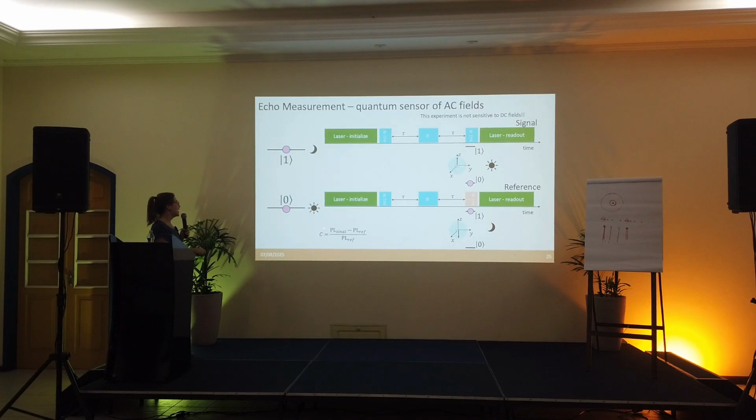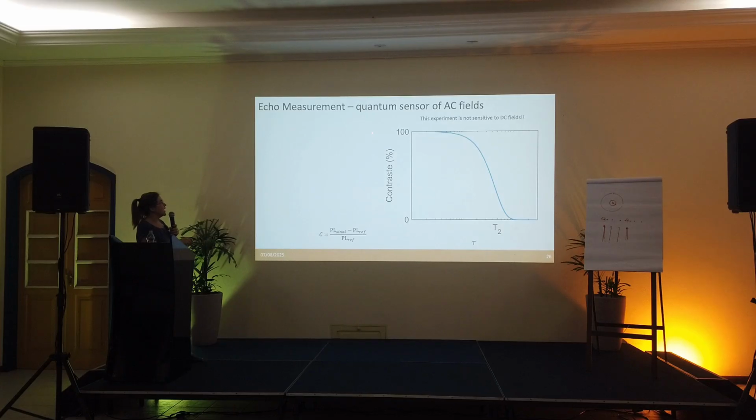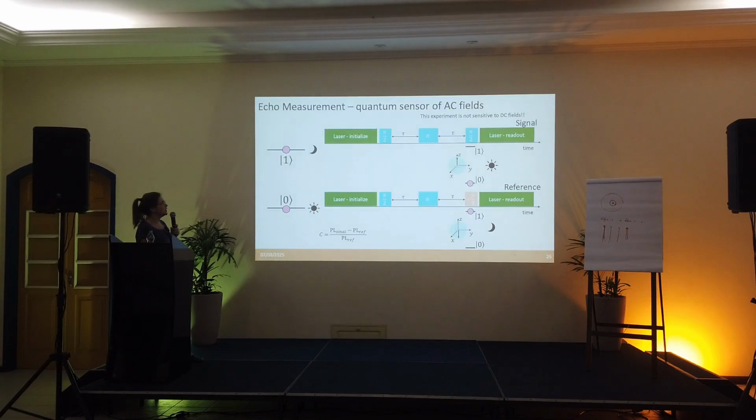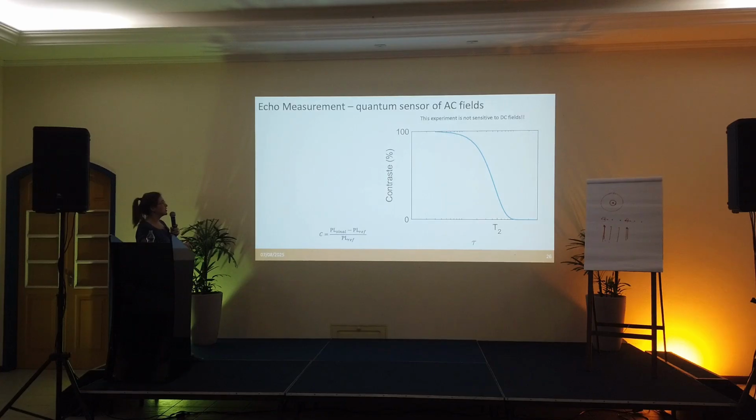So we can now analyze these results with respect to a certain contrast value that depends on the difference between these two experiments. And it allows me to get rid of a lot of other effects that may come in. When I do that for a typical echo measurement, what I see is, on a logarithmic scale, tau over here, that's my evolution time, and then this contrast measure. That contrast just decays with a certain time scale. That's just the coherence time of my qubit. That's what I would typically see.